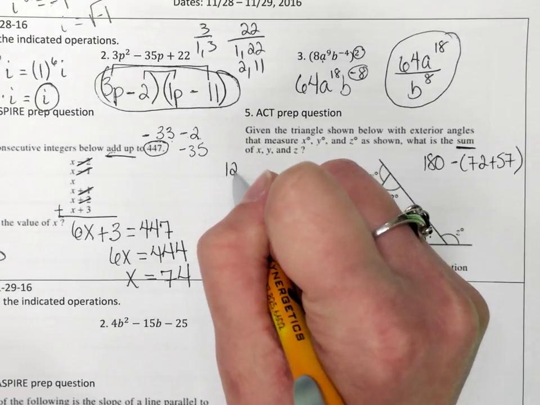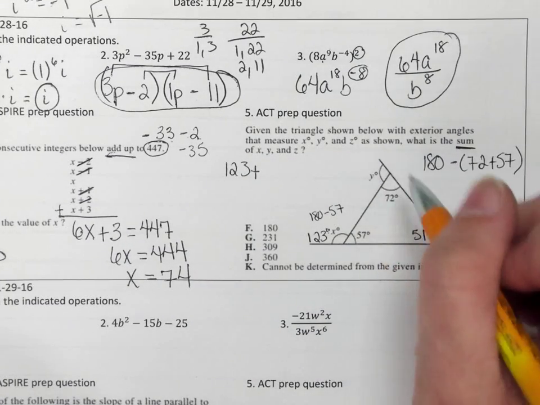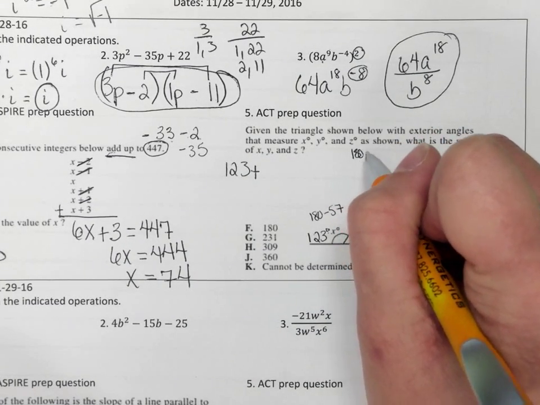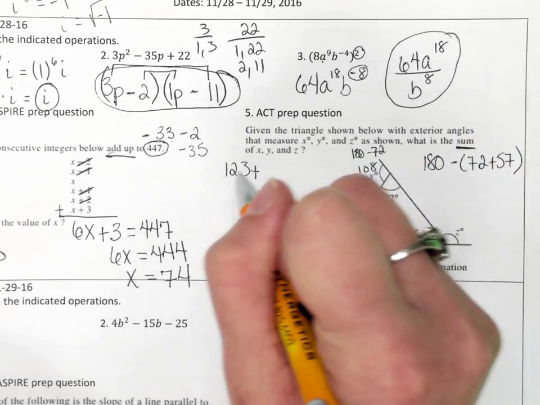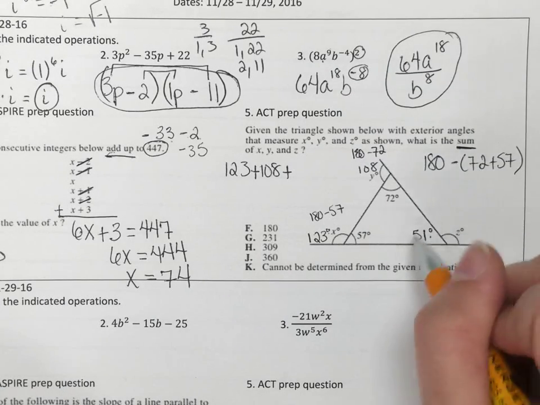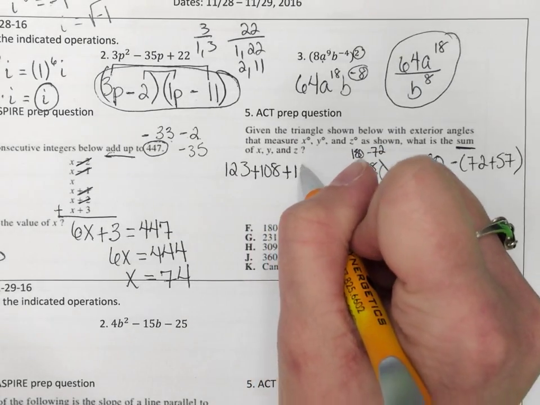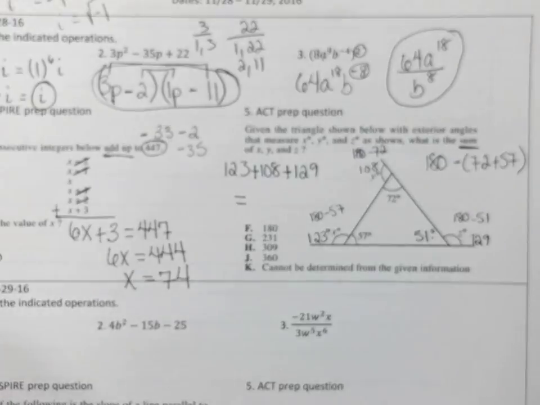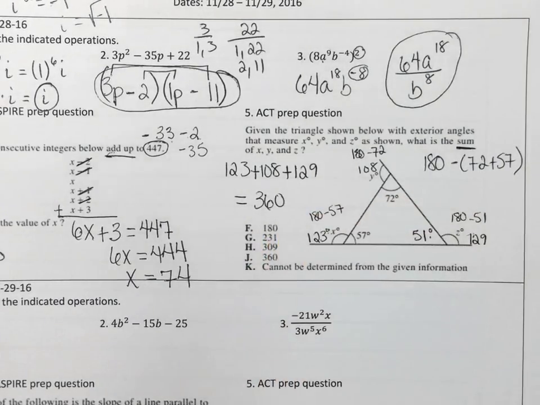So I know the first part, 123, and I'm going to add it, right? And then how much is this one? 180 minus 72. If you need to see the work, here you go. How much? 108. And then I got to add z. So 180 minus 51 is how much? 129. I think you said 149. I was like, that's not right. Add them all together, and what do you get? 360. Look at that.